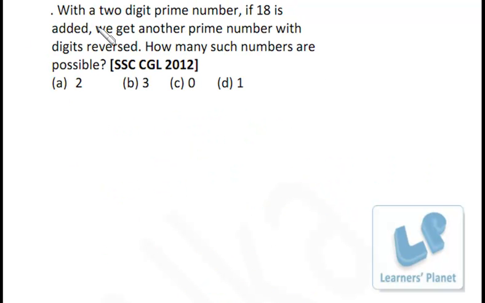With a 2-digit prime number, if 18 is added, we get another prime number with digits reversed. How many such numbers are possible? See, I have already explained this concept when reversing a 2-digit number. Any 2-digit number, suppose it is xy, can be written as 10x plus y. Suppose it is 53, then it can be written as 5 into 10 plus 3. So this is the 2-digit number. When the digits are reversed, it will be written as 10y plus x.